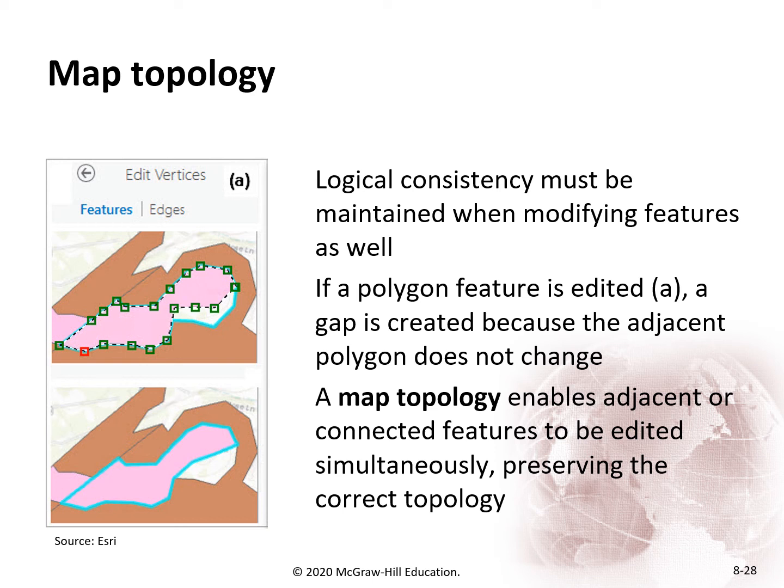A map topology enables adjacent or connected features to be edited simultaneously. So basically what this is, if you build your stuff correctly so that it has intact topology, and you activate or utilize map topology, when you modify one feature and that feature has a coinciding boundary with another feature, it edits the other feature so that the two lines move as one. Now if you're actually trying to create that gap, then you want to turn your map topology off.